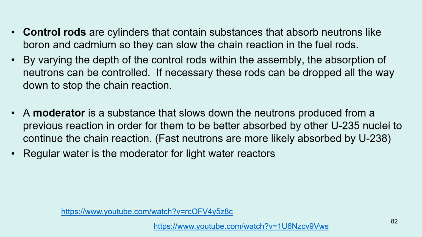A moderator is a substance that slows down the neutrons that are produced from the reaction, so they can be better absorbed by other uranium-235 nuclei to continue the chain reaction. If you have fast neutrons, they're more likely to be absorbed by uranium-238. But if you want to react with uranium-235, you need slower neutrons. So that's what the moderator does, it slows down the neutrons. And the moderator for light water reactors is just water.